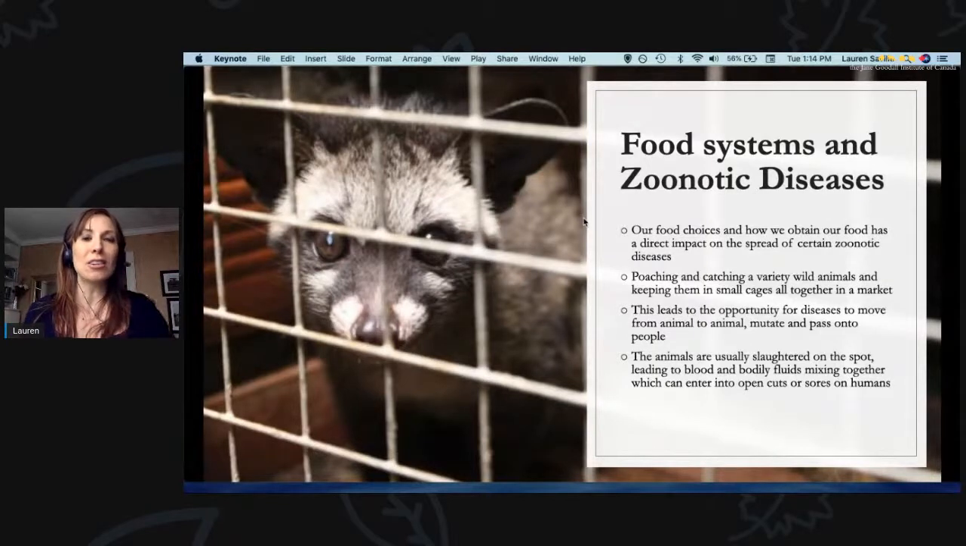Normally in the wild, all of these animals wouldn't be crammed together. You wouldn't have livestock next to wild animals. So these novel diseases can combine and come out in situations that aren't natural. And these animals are usually, unfortunately, killed on the spot, where there are bodily fluids, there's blood, all of these things can mix and enter into wounds or open sores on humans, spreading these diseases. This is how COVID-19 spread. This is how SARS spread. So obviously this is a hot spot for these types of diseases spreading.